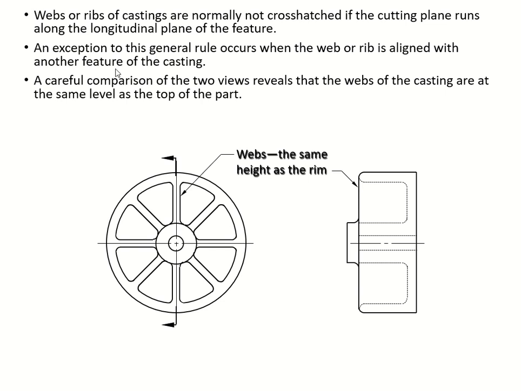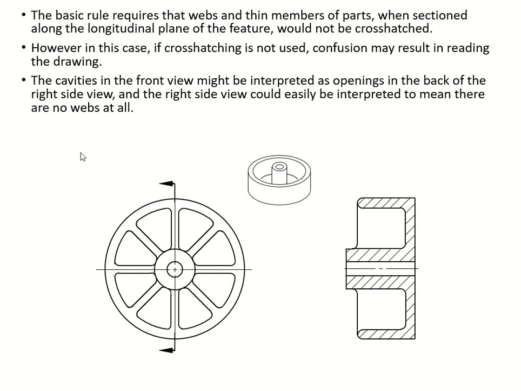So we have to carefully inspect if your webs and your ribs are not along the longitudinal plane. But if you have them aligned with another feature of your casting, then we're going to follow different rules. So let's take a look. Here we cross-hatch all the area, but we don't cross-hatch the rib and the web, because it's not necessary.